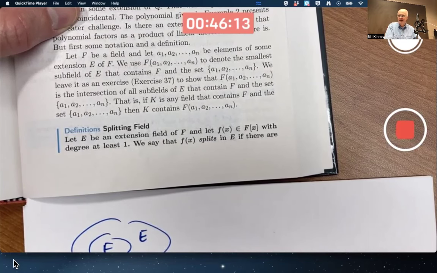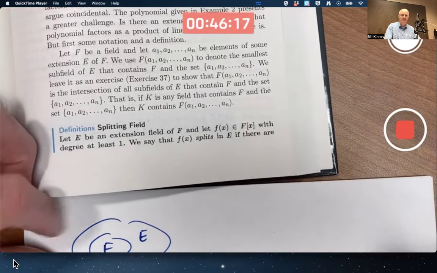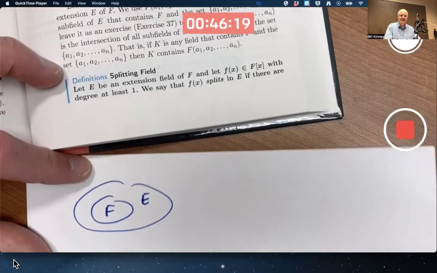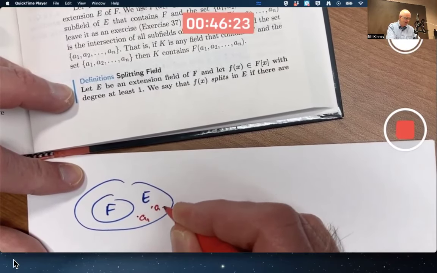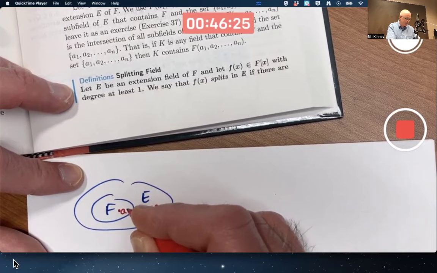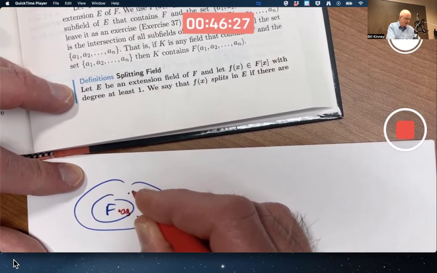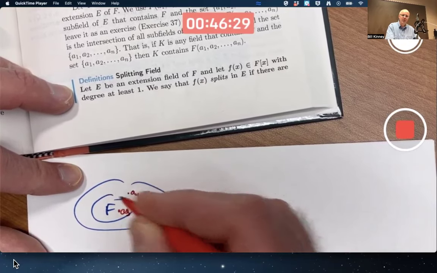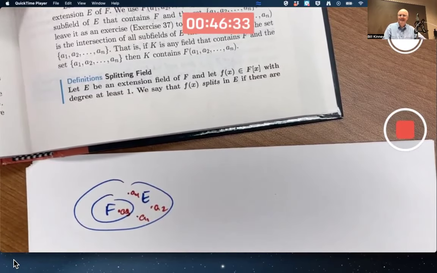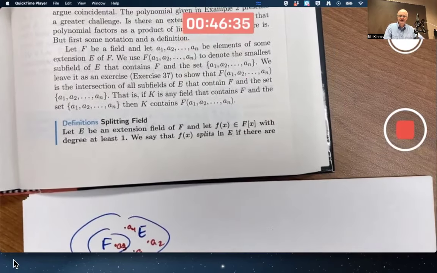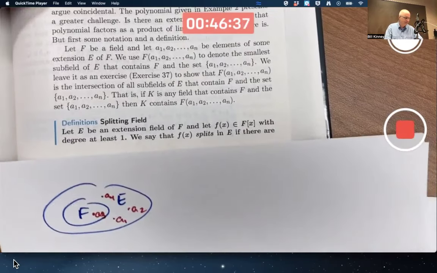That's not the more interesting case. The more interesting case is when they're not in F. But it's possible some of these A's do happen to be in F. Again, it's just more interesting when they're not. That's the initial context, the initial setup of what they're talking about here.